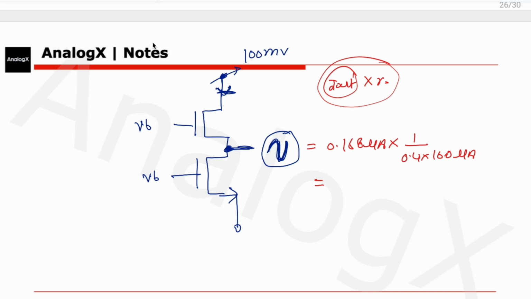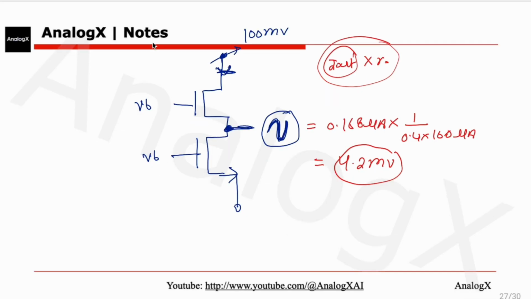It will come as 0.168 micro divided by 0.4 into 100 microampere. So I think this is coming as 4.2 millivolt. So you can calculate also, and let me know if I calculated anything wrong in this question.